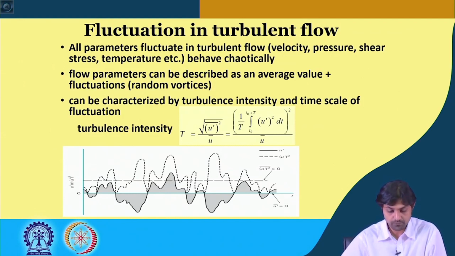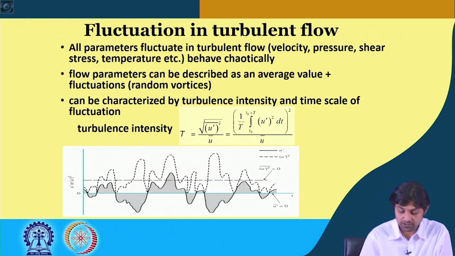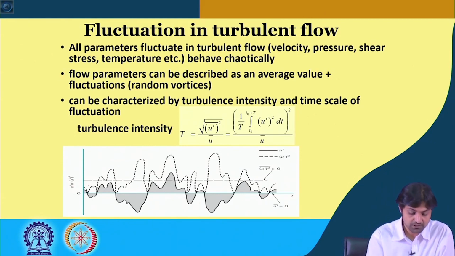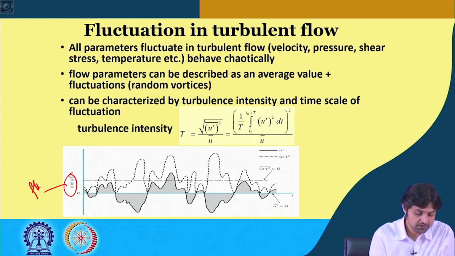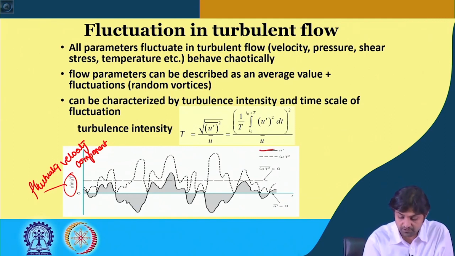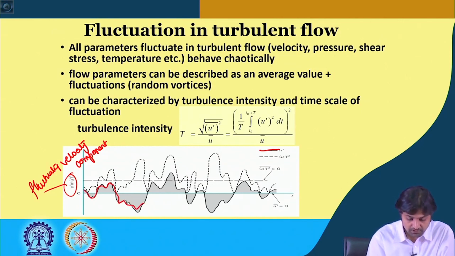Correct. So, you see we have plotted again as a function of time, the fluctuations. So, here it's not the average velocity, it is the fluctuating velocity component as a function of time. So, this line represents the fluctuation, this solid line, the thick line. The dashed line represents u dash whole square, and the average of this quantity is represented by the thin line, like this one, okay.